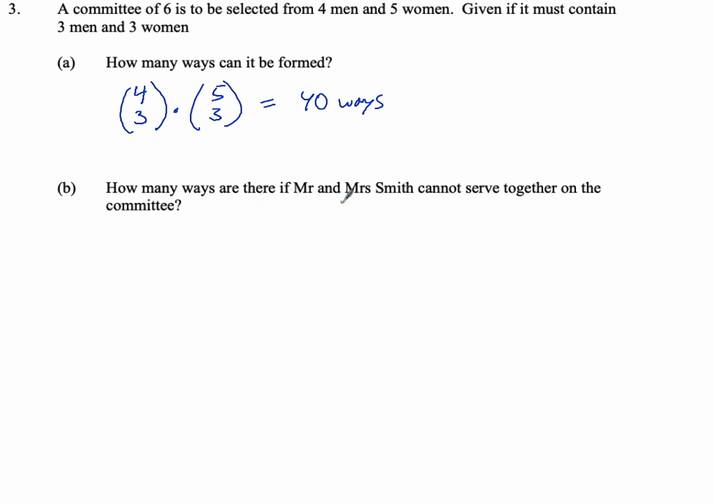Next, how many ways are there if Mr. and Mrs. Smith cannot serve on the same committee together? So again, that's probably easier to do 40 minus the number of ways they are together.